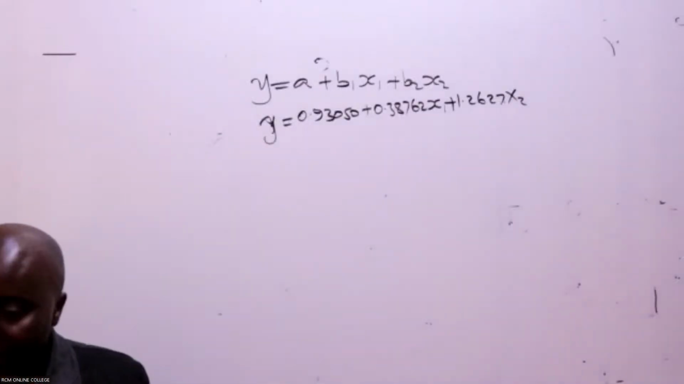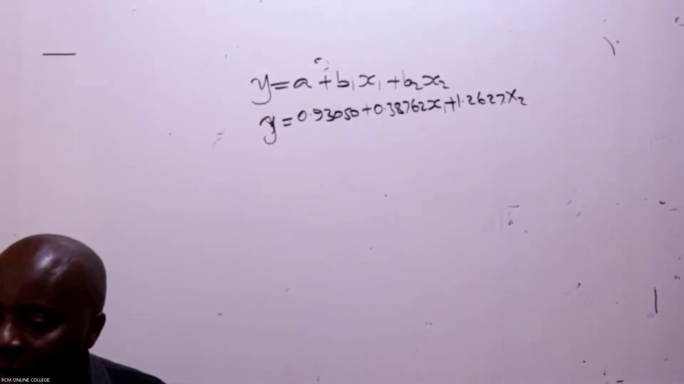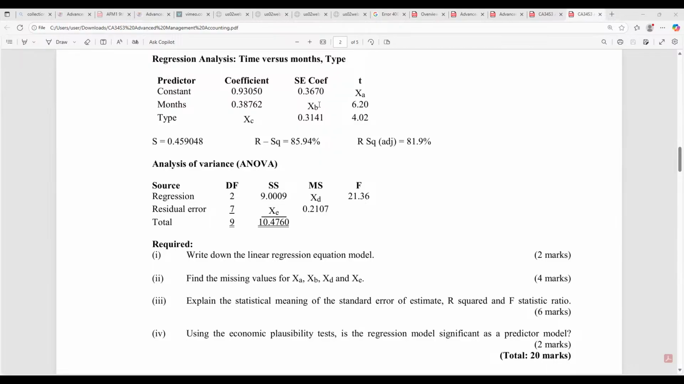And then now we should be able to straight away look at the next part in the question, ladies and gentlemen. They want us to explain the statistical meaning of the standard error of estimate. You see, we have the standard error of the coefficients, and then we have the standard error of estimate.